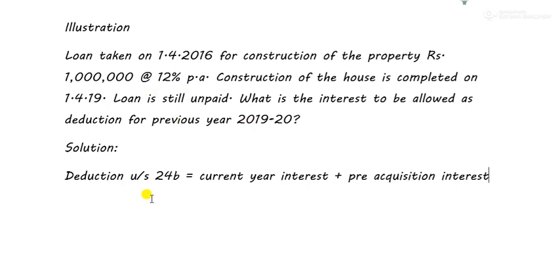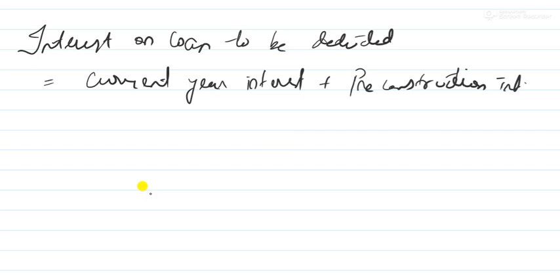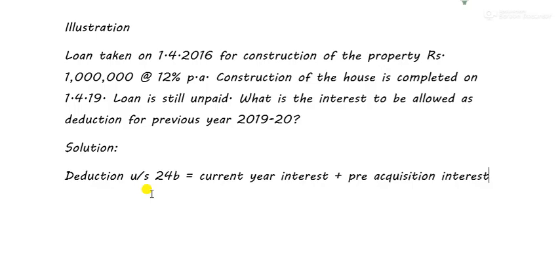Now current year interest, simple: 10 lakh into 12%. The loan is still unpaid, right? So 10 lakh into 12%, current year interest. What is the interest on loan to be deducted? It is current year interest plus pre-construction interest. So my current year interest is simple, 10 lakh into 12%.